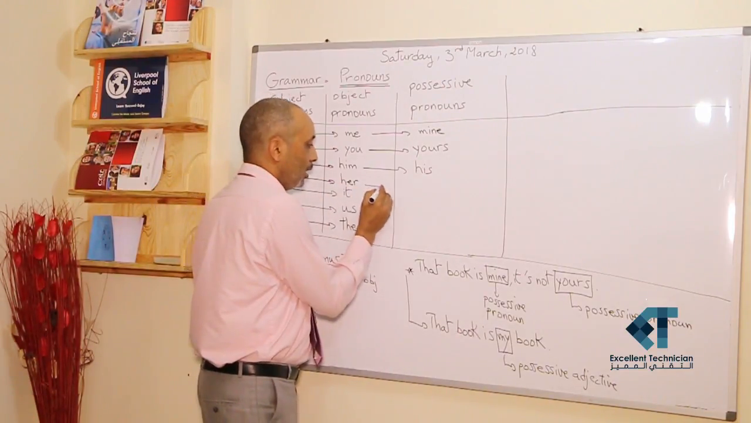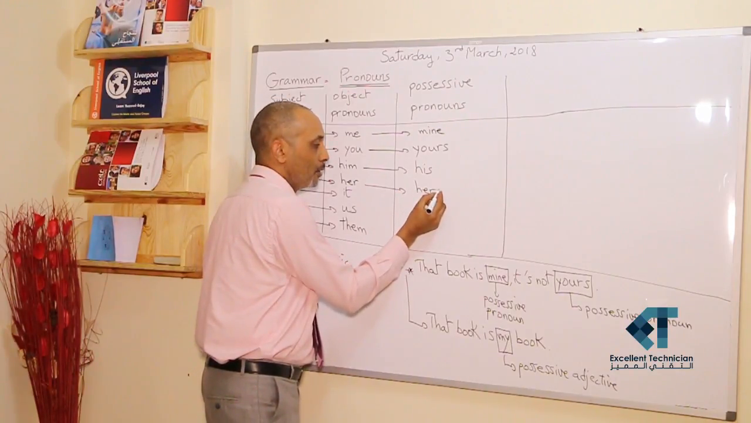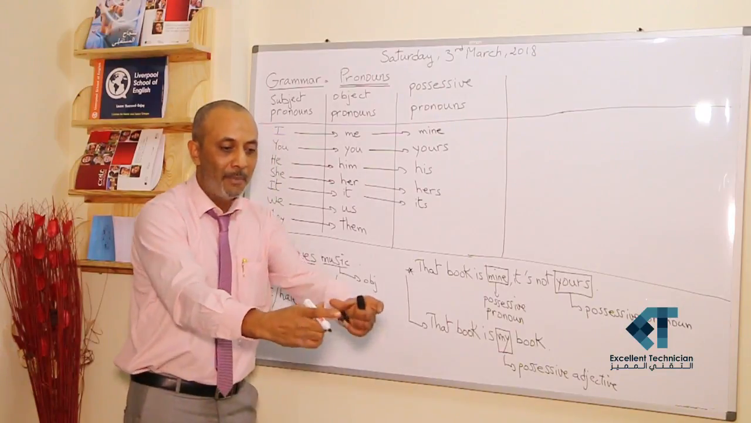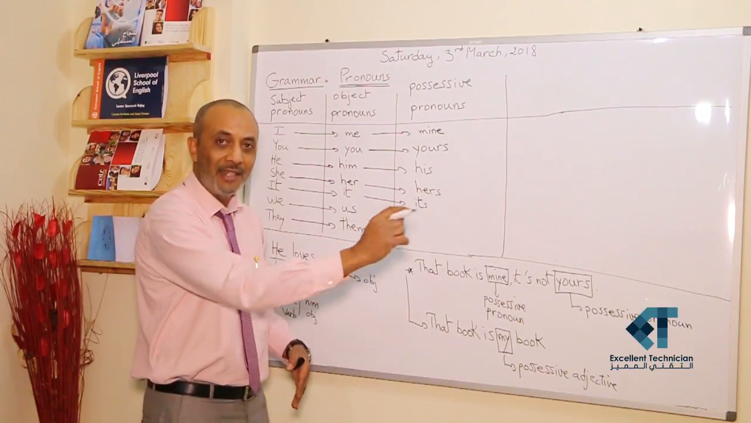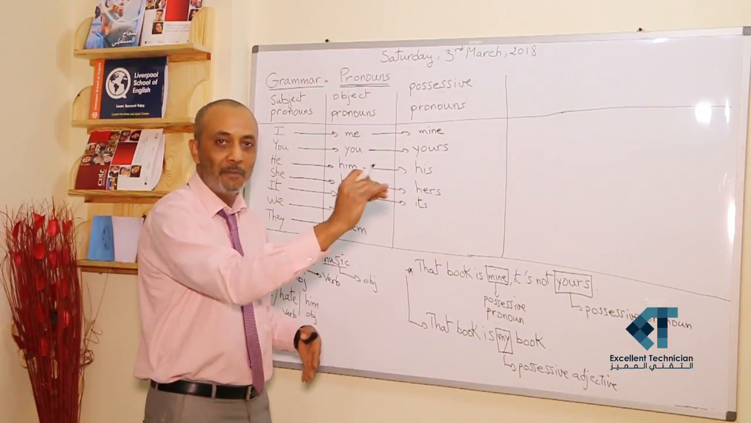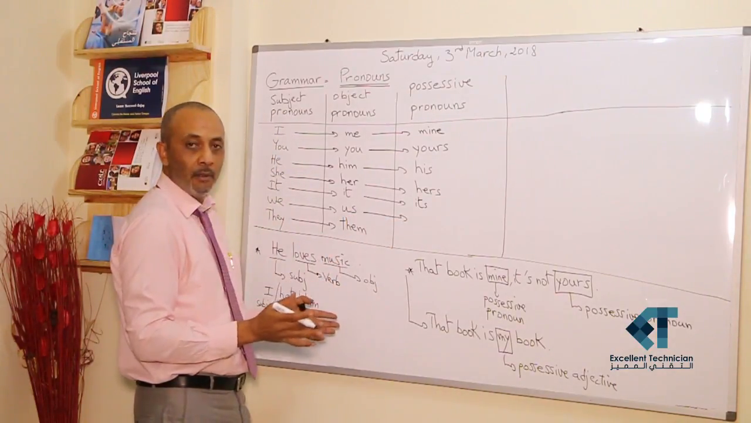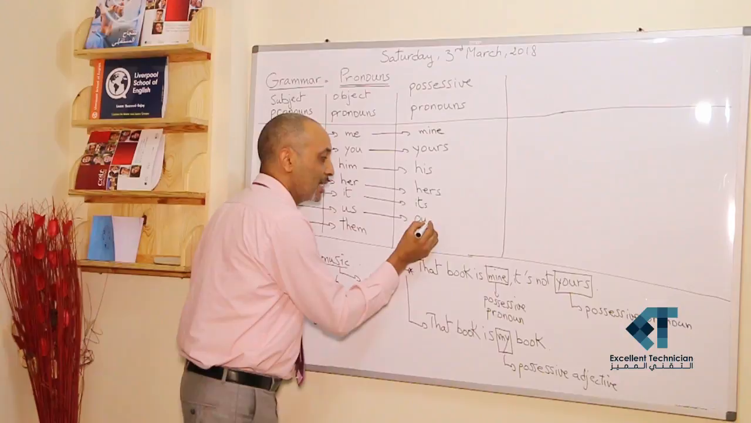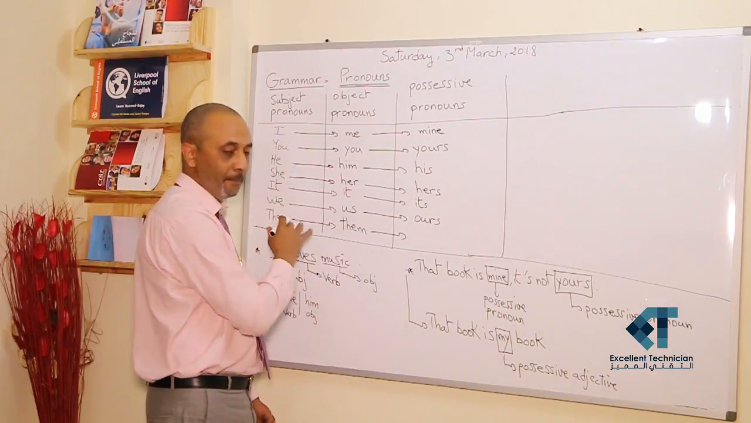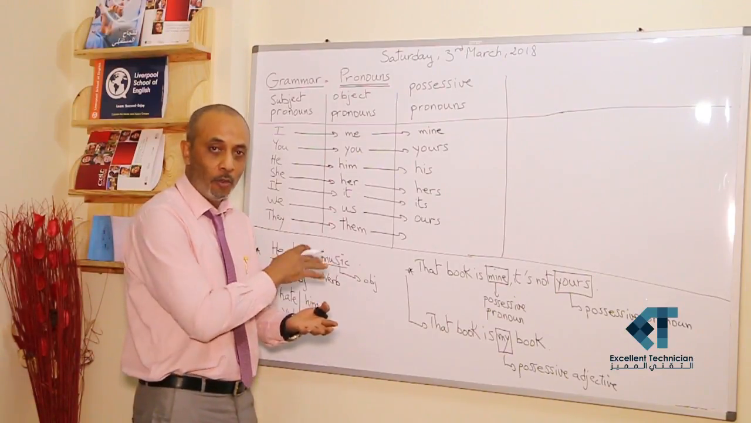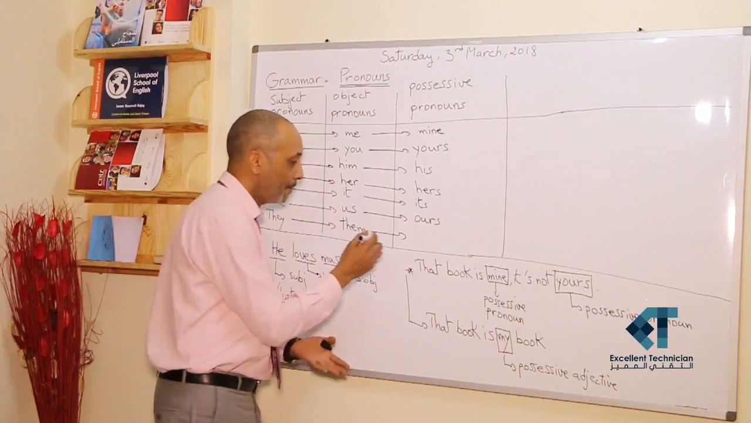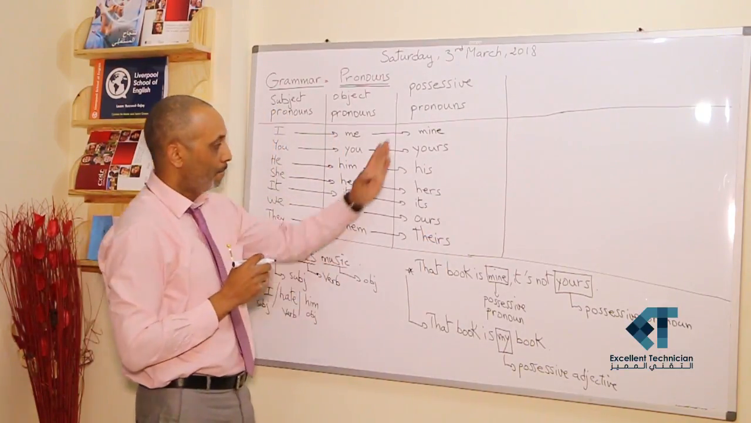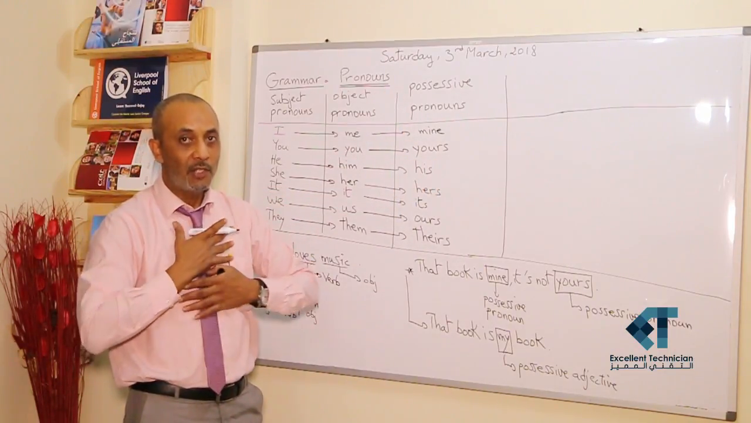It means his book. If I talk about a female, it's hers. Singular and not human, it's its. If I talk about that milk for that cat, I say that milk is its. It means that milk is the cat's milk. If I talk about us, this house is ours, or this office is ours, which means it's our office. If I talk about them, something that belongs to them, I say that house, for example, is theirs. This is a list of possessive pronouns expressing the idea of possession.